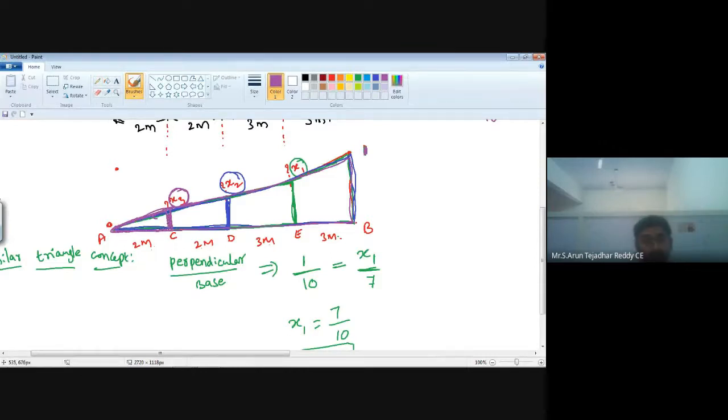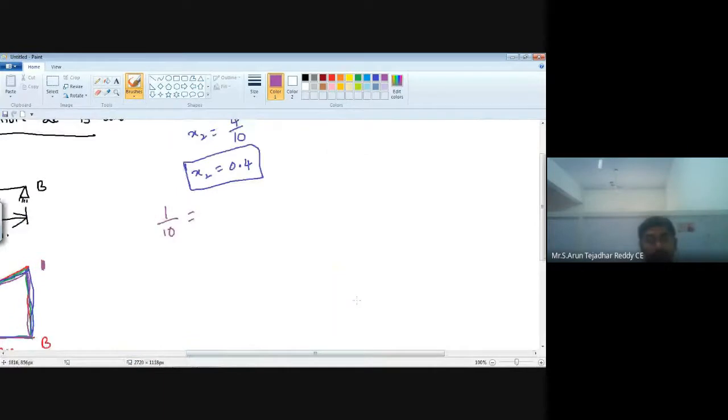Okay. Now perpendicular by base. Here the perpendicular is x3 by base. Base is A to C. So x3 by 2, where x3 is equal to 2 by 10, and x3 is equal to 0.2.